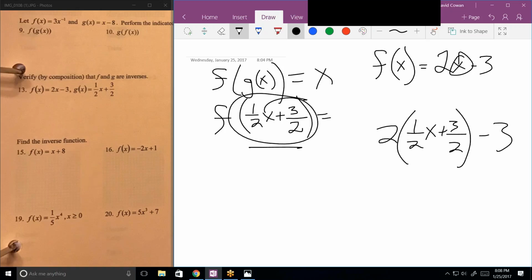How do I do it? Distribute the 2. So 2 times 1/2 x. What's 2 times 1/2? 2 over 1 times 1/2 would be 2 over 2, which is 1.